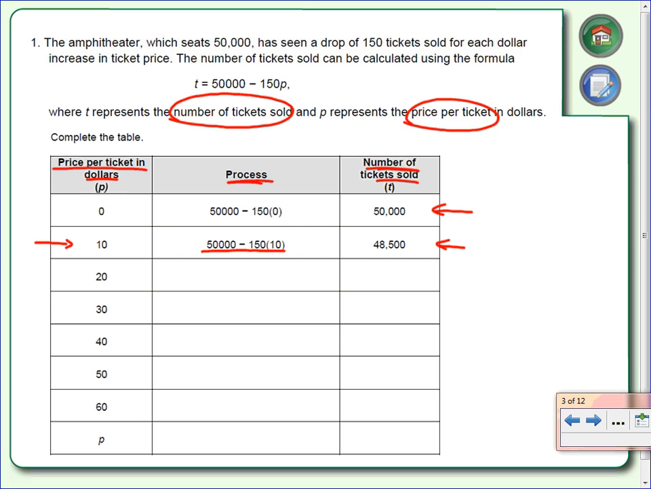Let's keep going. What if I jack up the price to $20 a ticket? How many people are going to show up if I charge $20 a ticket? Well, let's find out here. We're going to do 50,000 minus 150 times 20. Now, you can put this in your calculator, guys. If you can't do this by hand, we can use the calculator.